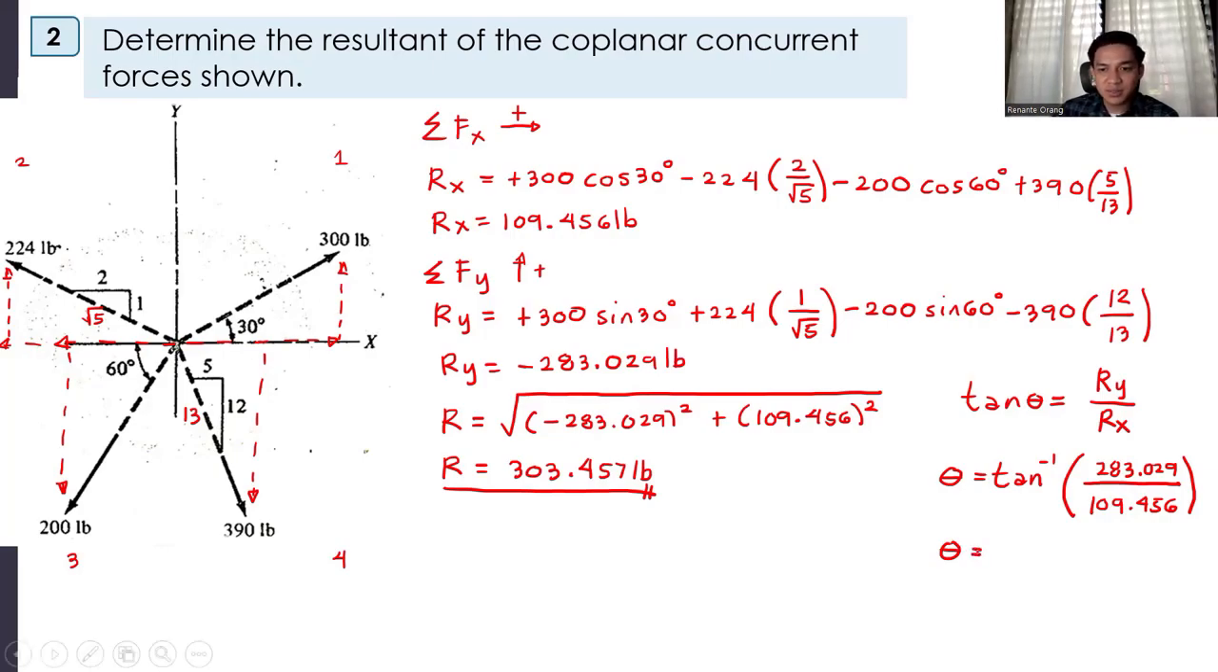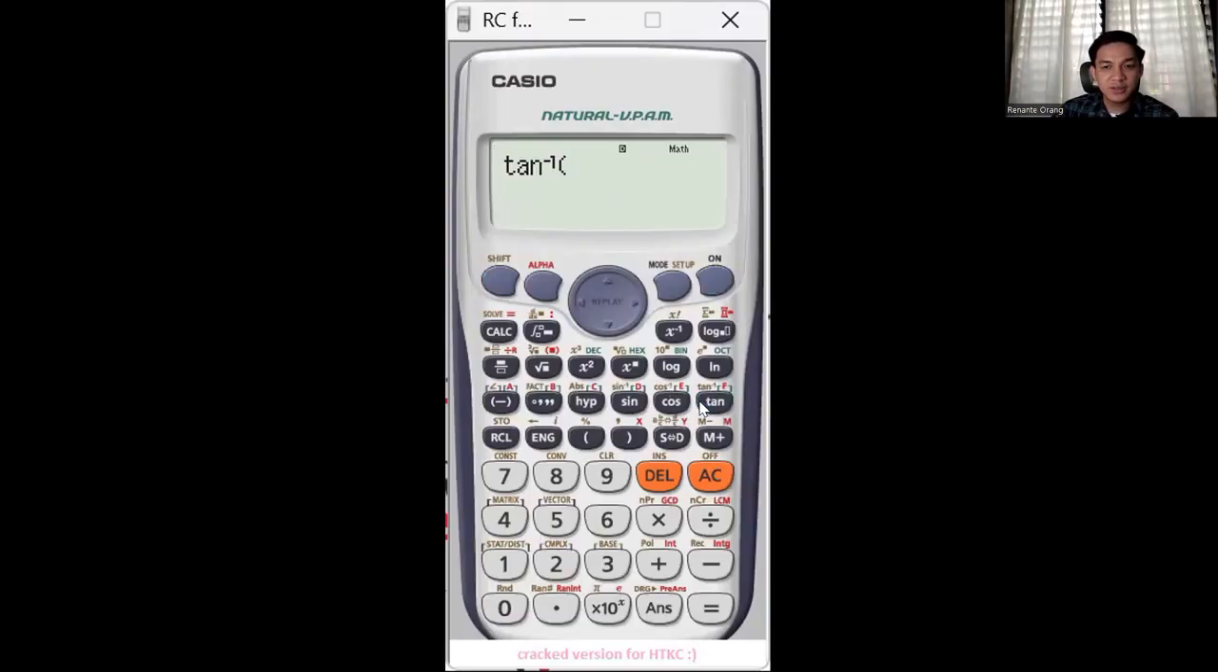In our angle theta, we can remove all the negative signs because it is always attached to our x-axis. So input shift tan of 283.029 divided by 109.456. That is equivalent to 68.857 degrees. If it is not in the choices, you can convert it to degrees, minutes, and seconds. That is 68 degrees, 51 minutes, and 25.14 seconds.